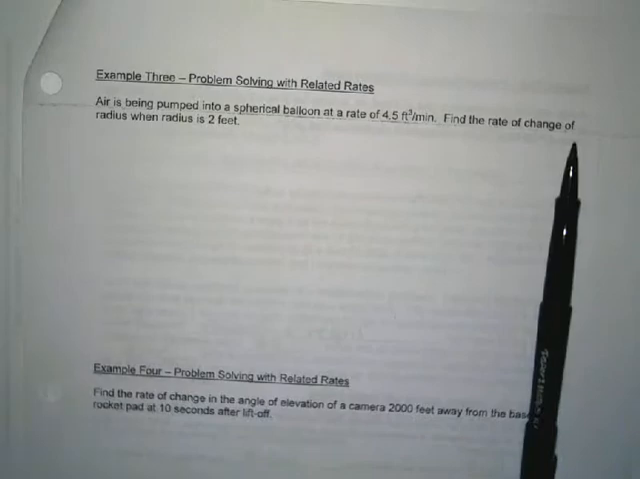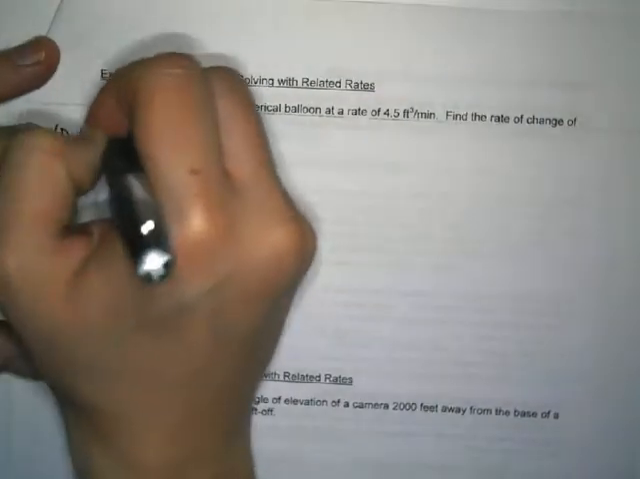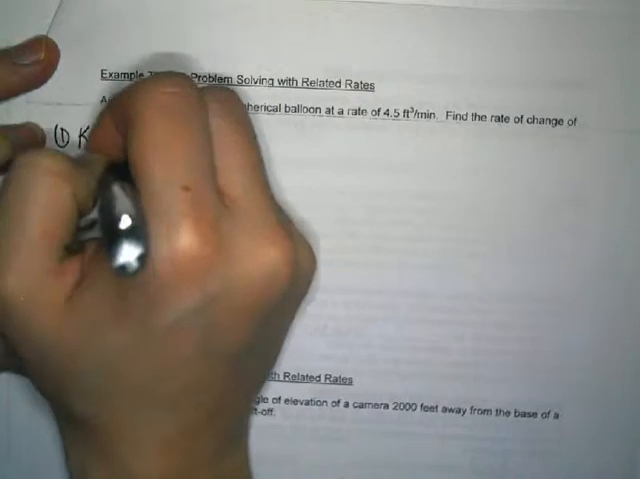So we have air being pumped into a spherical balloon at a rate of 4.5 cubic feet per minute. Find the rate of change of the radius when the radius is 2 feet. So we're going to do the same process. First step is to write down what we know and what we want to find.